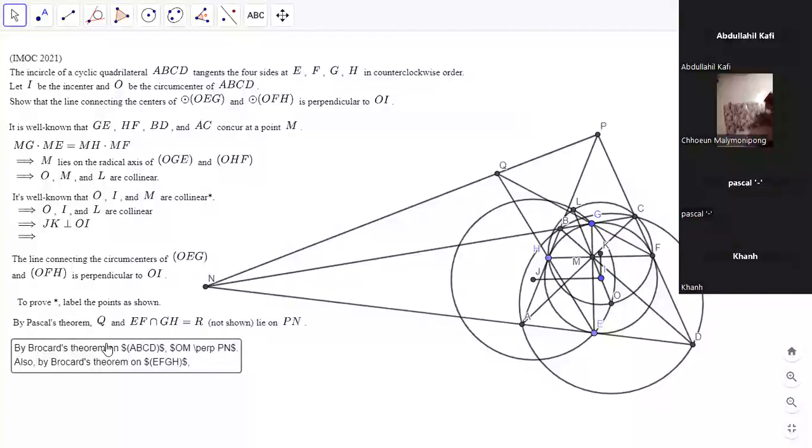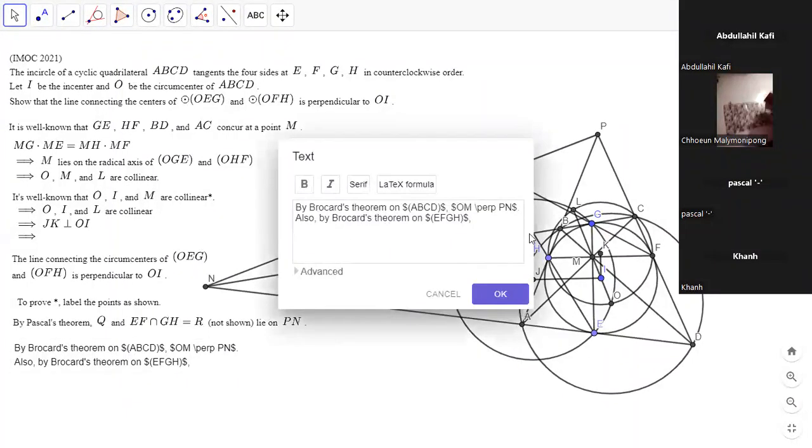And then also by Brocard's theorem, IM is perpendicular to QR. IM is perpendicular to PN, and that implies OI and M are collinear. All right, I like this.